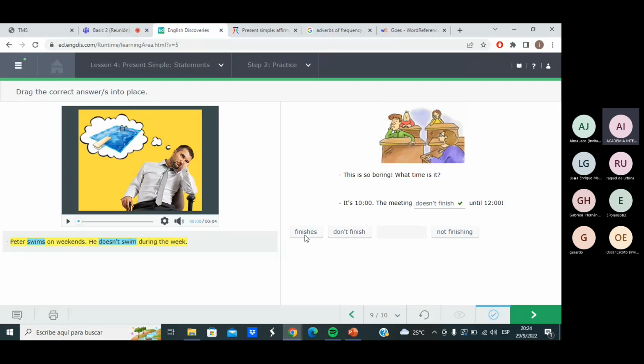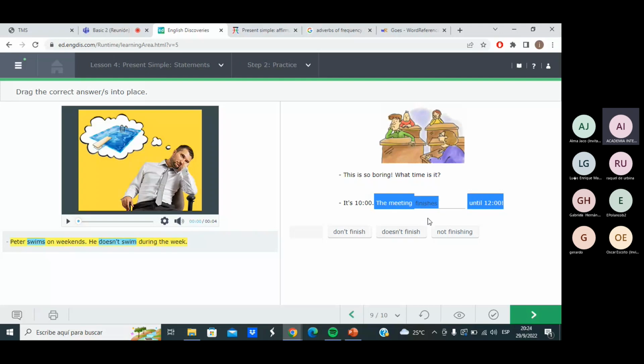Porque si digo, un ejemplo, elijamos finishes. This is so boring. What time is it? It's 10 o'clock. The meeting finishes until 12. La reunión termina hasta las 12. Está correcto, como lo dije antes. Dos de las opciones van a estar correctas. Gramaticalmente está correcto, no hay ningún problema.